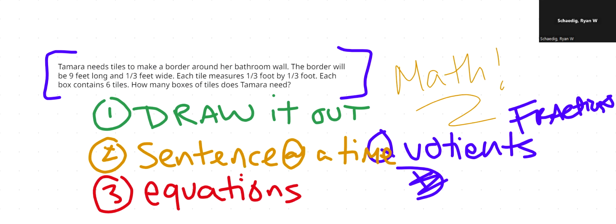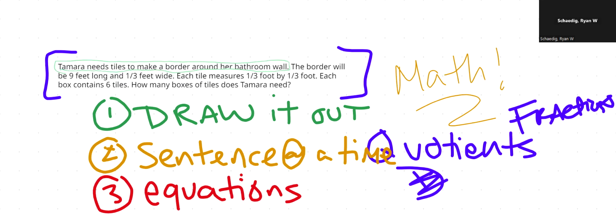So if we look at our very first sentence here, let's see if I can get a little thinner. Let's go with a little green. It says here that Tamara needs tiles to make a border around her bathroom wall. Okay. So step one, that's what we have, a bathroom wall. So just stop and think, bathroom wall. And if you've got your journal in front of you, I'd draw that out. And I'm actually going to move to the next page to do that.